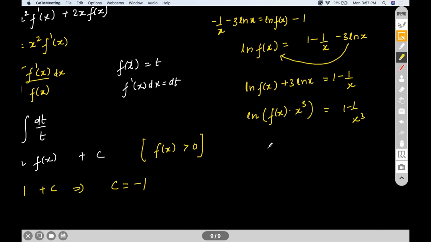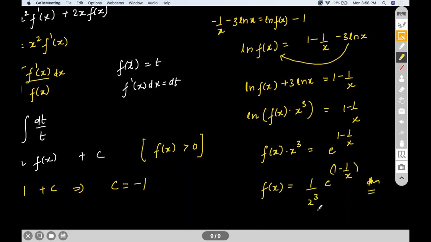If not, please let me know. So I can say f of x into x cube is, taking the exponential, e to the power 1 minus, oh, why did I write an x cube here? I'm sorry, that's an x. So it's going to be e to the power 1 minus 1 by x. So ultimately your f of x is just divided by x cube: 1 by x cube e to the power 1 minus 1 by x. So this becomes your function.